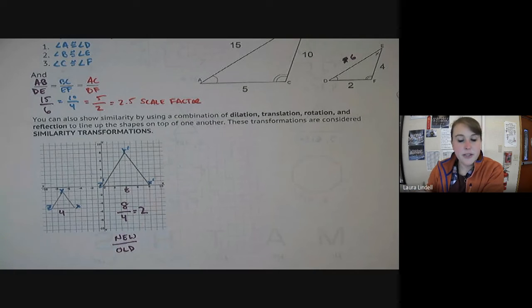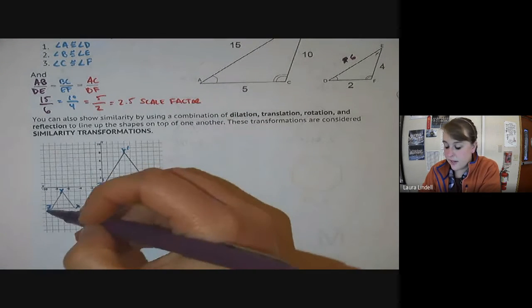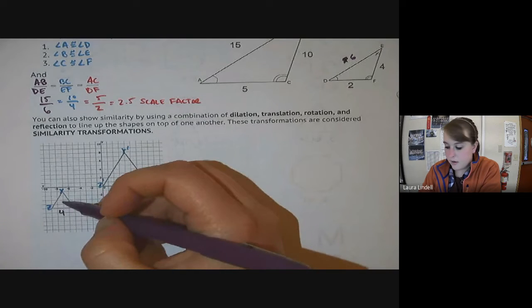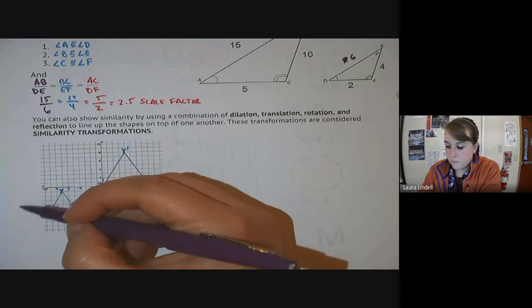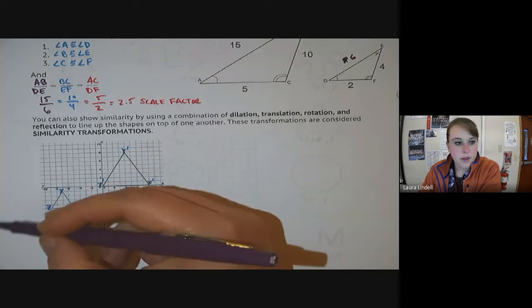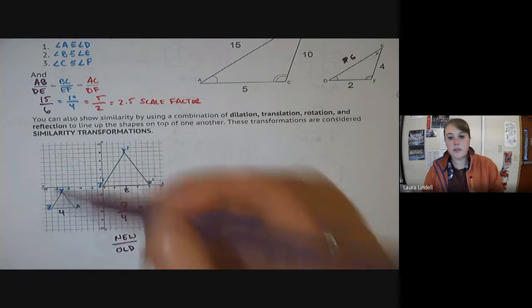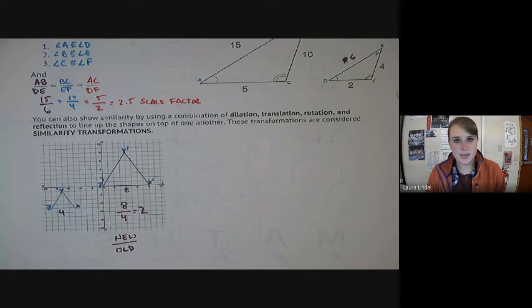And sometimes doing the dilation first is a good idea. And sometimes doing the dilation first is going to take you off the page a little bit. Like in this case, if I did the dilation first and multiplied all my coordinates by 2, I'm going to end up way over here somewhere for a lot of these coordinates. So for this particular one, doing the dilation first might make things more difficult.